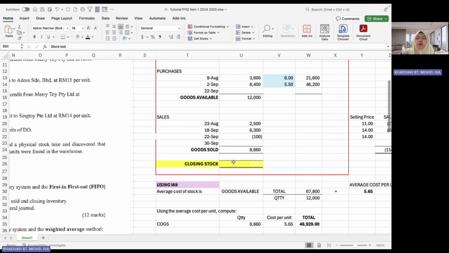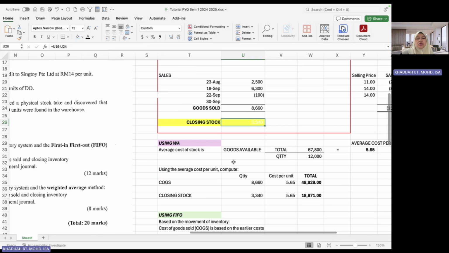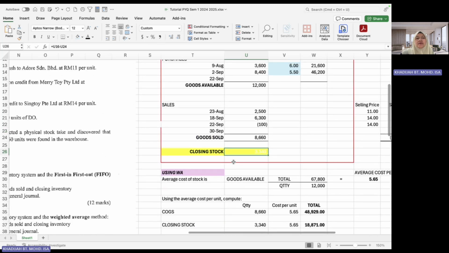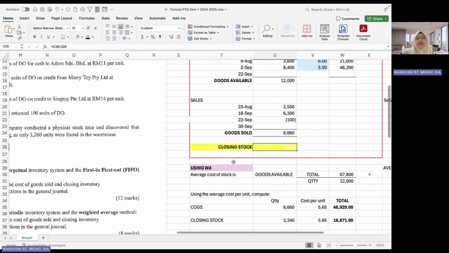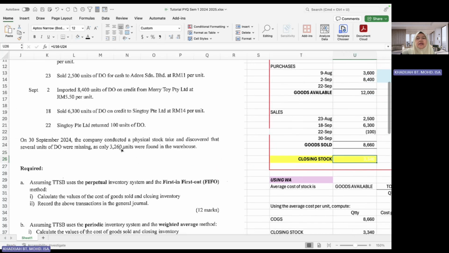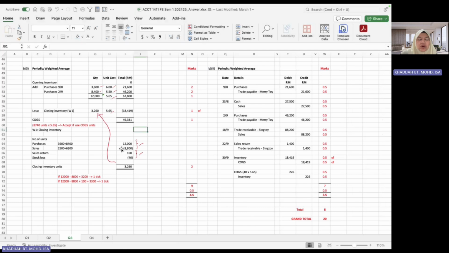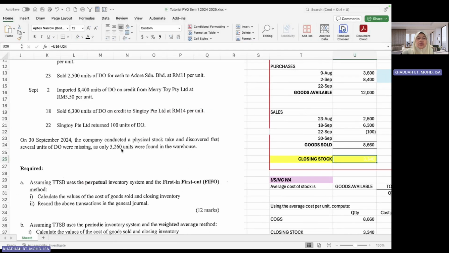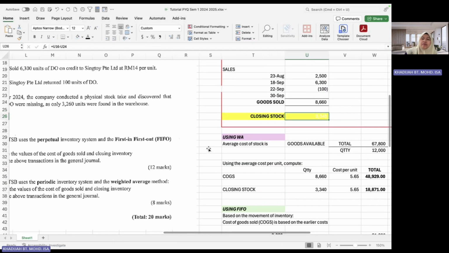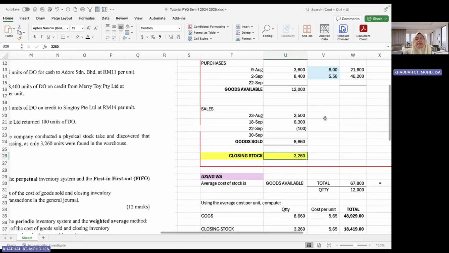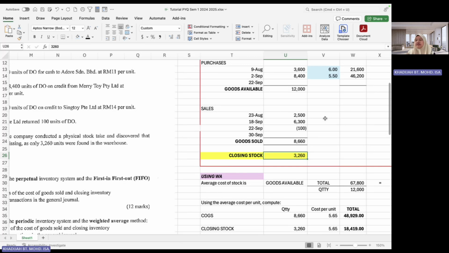But in this case, you were given that your closing stock is 3,260. So rather than finding out your closing stock, it was given to you as 3,260. So that is the amount of your closing stock. Let's look into this, because the question is a bit different.